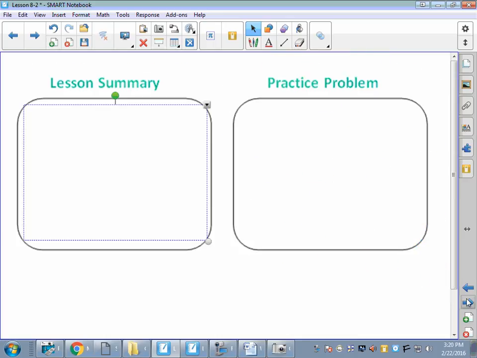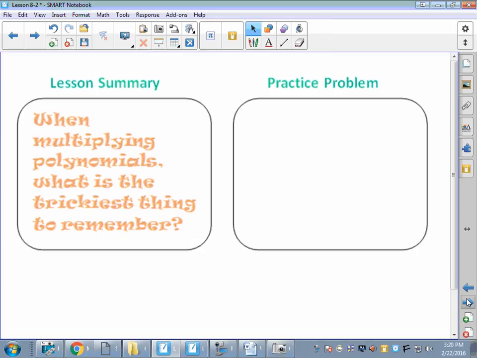So lesson summary. First thing, what's the trickiest thing to remember in this section? When you're multiplying polynomials, what is it important to remember? Is it signs? Is it distributing? Is it how to do the exponents? Is it multiplying the numbers? What's the trickiest thing to remember? Where to stop doing distributive property? So what is it that you need to tell yourself, I have to remember this? What's the trickiest part?